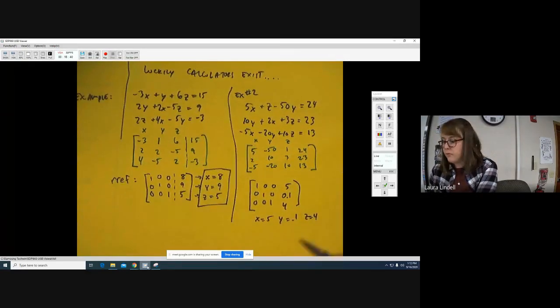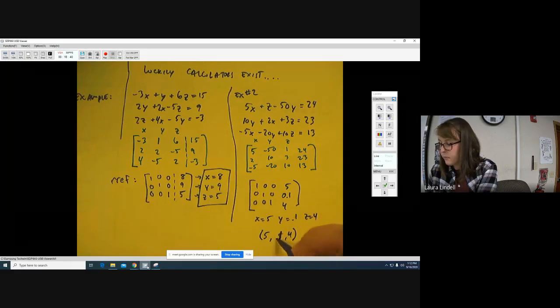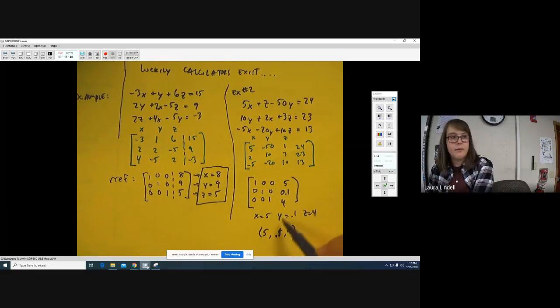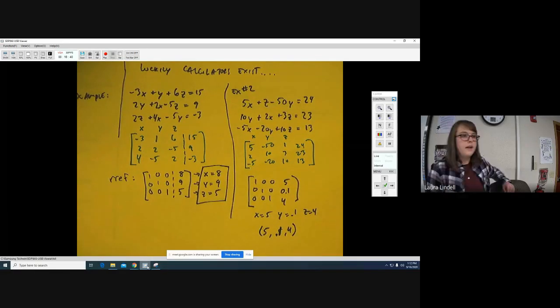Or as some of you wrote it, you could also write it as an ordered triple. So 5, 0.1, 4 would also work. Sorry, not 0.5, 0.1. Yikes. All right. So either way of representing your answer is totally fine. Okay. Any questions at this point?